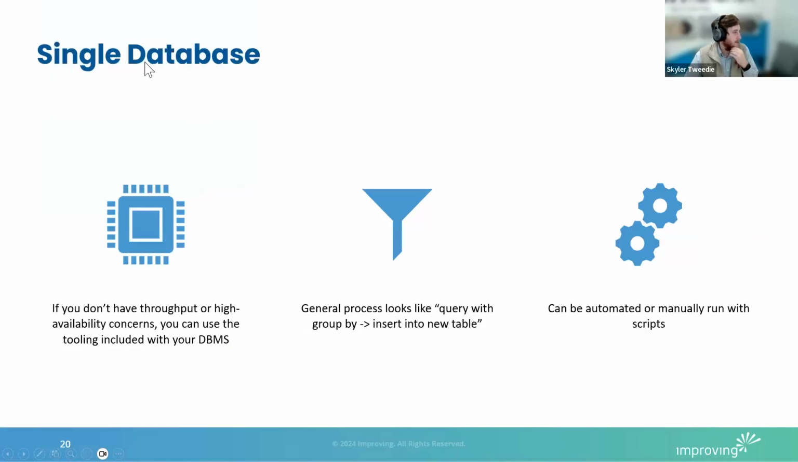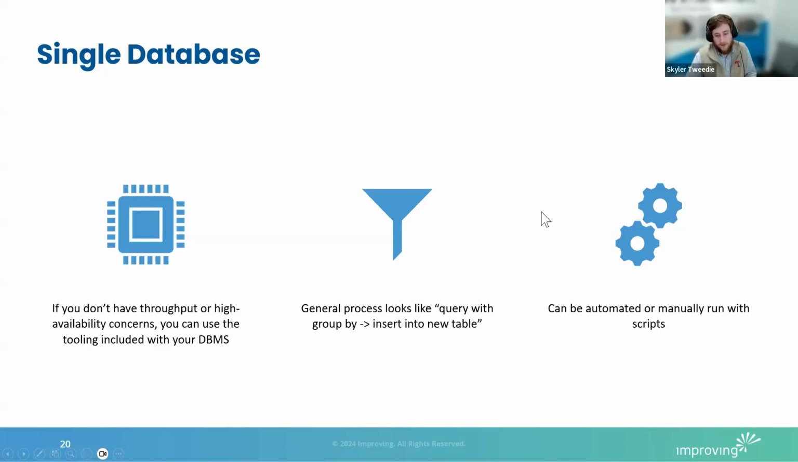So there are some very simple single database flows. Now this is for, let's say, a low input e-commerce site. You don't necessarily need some heavy duty Apache, big data stuff. You just need to aggregate that data. So you can use the tooling included mostly with your DBMS. The general process looks like a query with the group by, like I mentioned. You can automate that or run it with scripts.